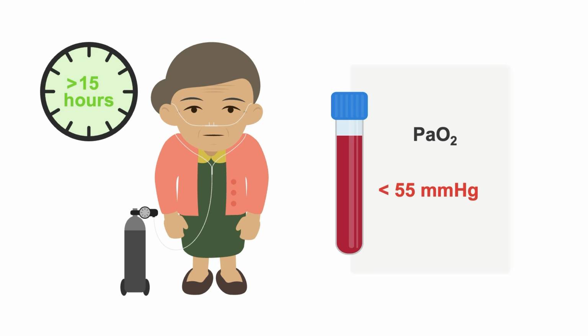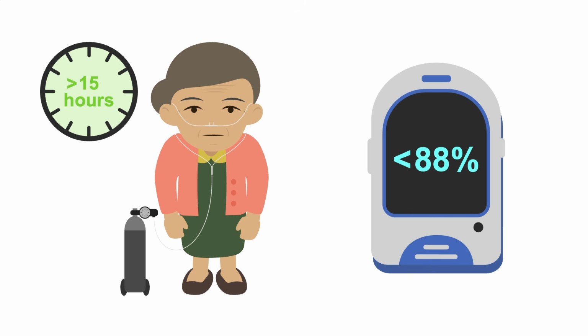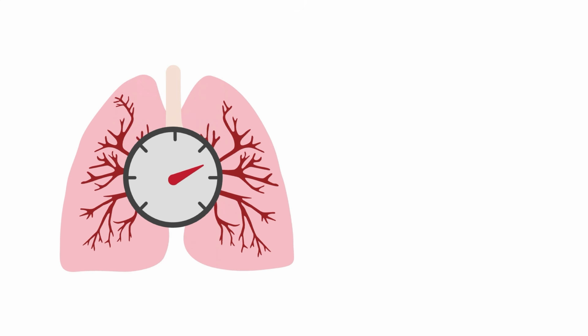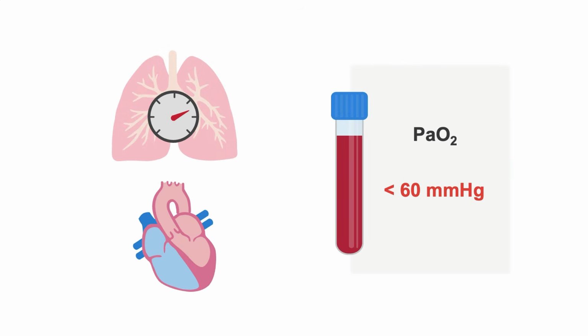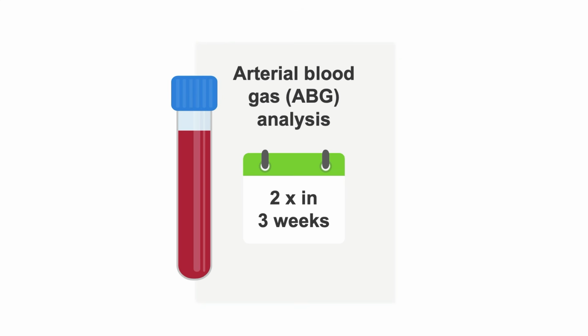Long-term oxygen supplementation is needed in patients with a PaO₂ less than 55 millimeters of mercury, or an oxygen saturation below 88%. And if their condition is complicated with pulmonary hypertension or congestive heart failure, the magic number is a PaO₂ below 60 millimeters of mercury. These patients should have their ABG tested at least twice over a 3-week period to confirm that the levels are low enough for oxygen therapy.